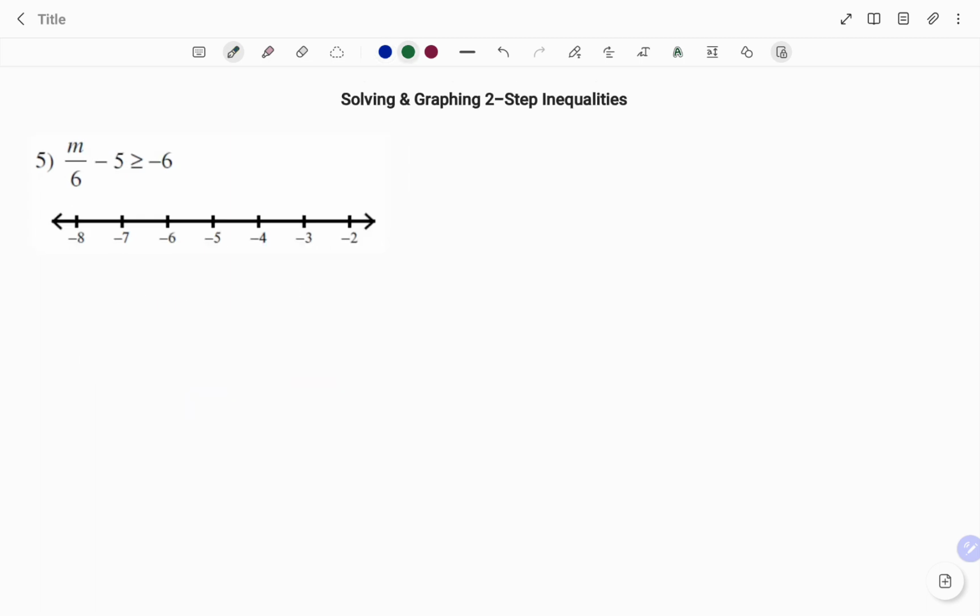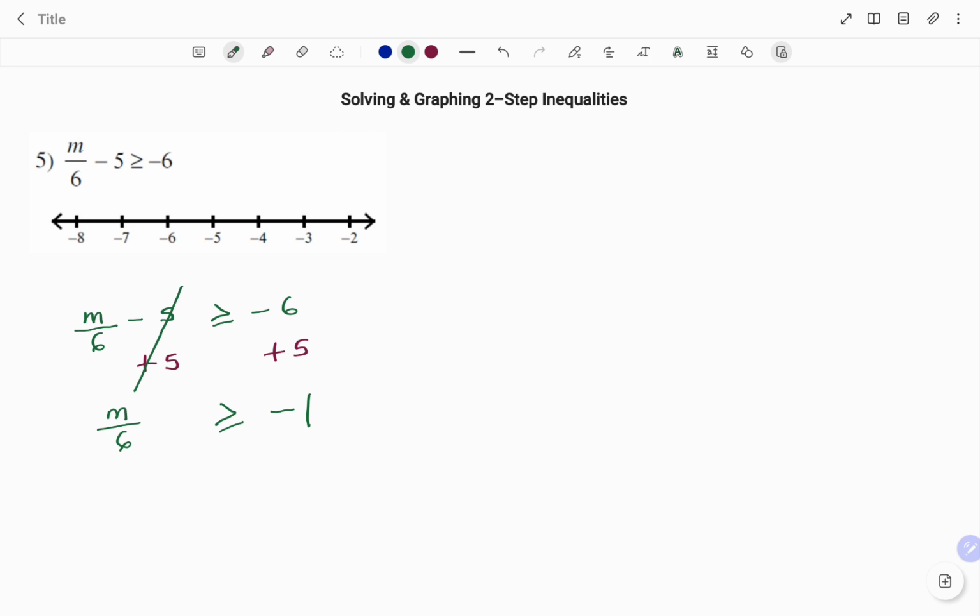In my last example, I have m divided by 6 minus 5 greater or equal to minus 6. The first step is to get rid of my minus 5. The inverse operation of minus is plus, so I'm going to add 5 to both sides. Always remember the balance method requires you to do the same thing on your left and on your right. So what happened is minus 5 plus 5, that cancels, that's 0. I'm left with m over 6 greater or equal to minus 6 plus 5, that's minus 1.